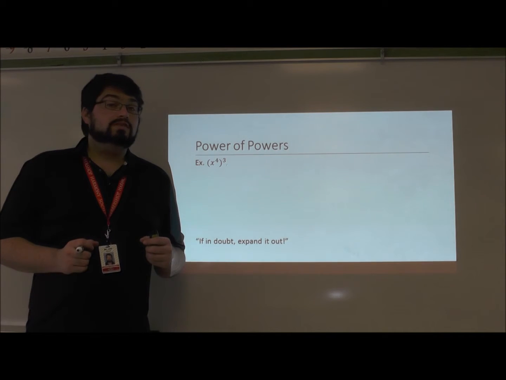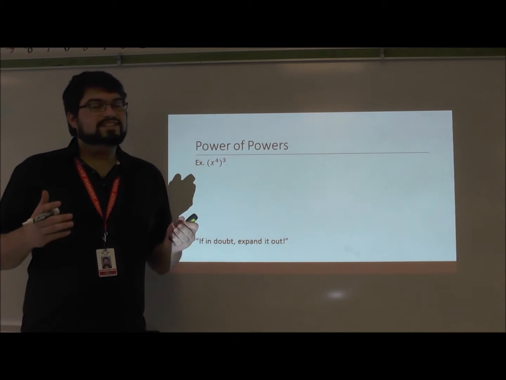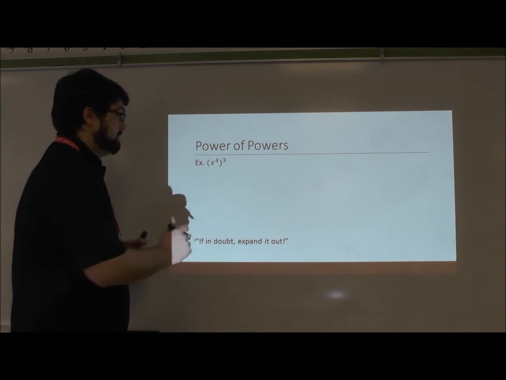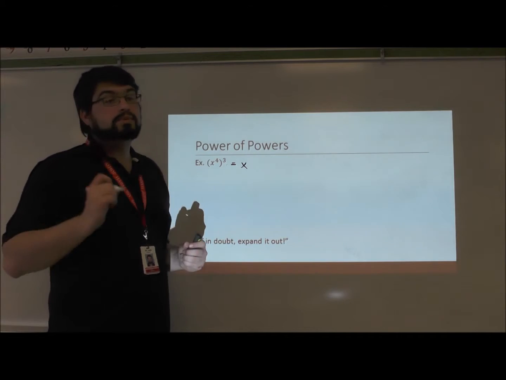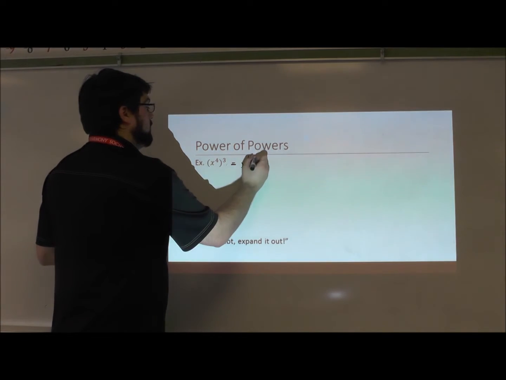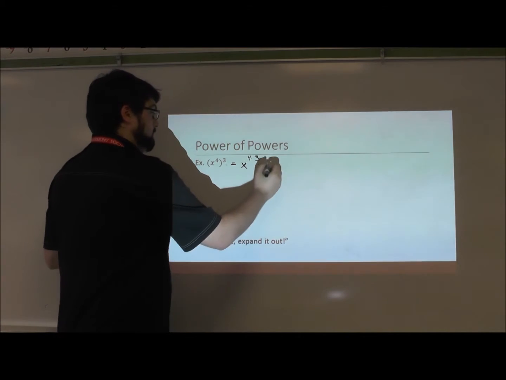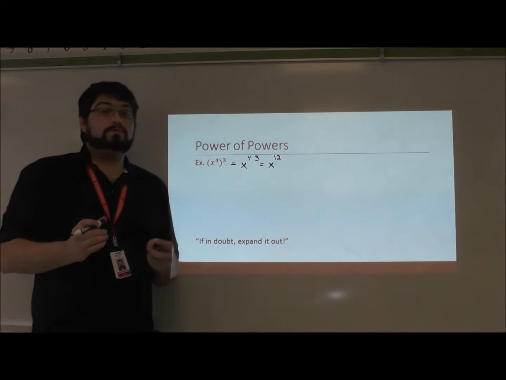Here's a problem involving a variable. Here I have x to the 4th, all raised to the 3rd power. So let's use our formula on this one. So I still keep the same base, multiply the exponent. So 4 times 3, and we know 4 times 3, that's 12. So I get x to the 12th power.